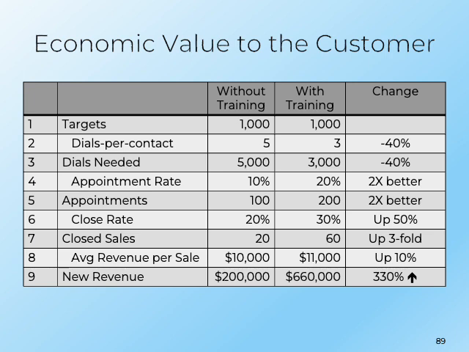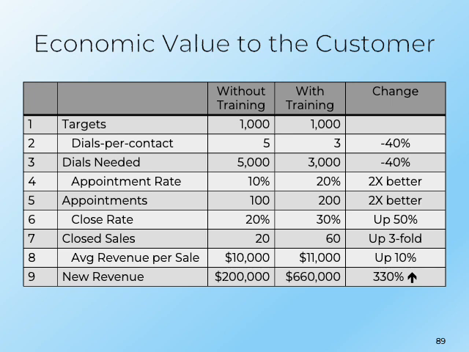Next, as a result of their training, let's say their close rate on line 6 can be expected to go up from 20% to 30% because they're generating better quality leads, uncovering more needs on the way in, and closing more effectively because of their improved ability to unhook competition, resulting in a projected threefold increase in unit sales on line 7 from 20 sales per quarter to 60.